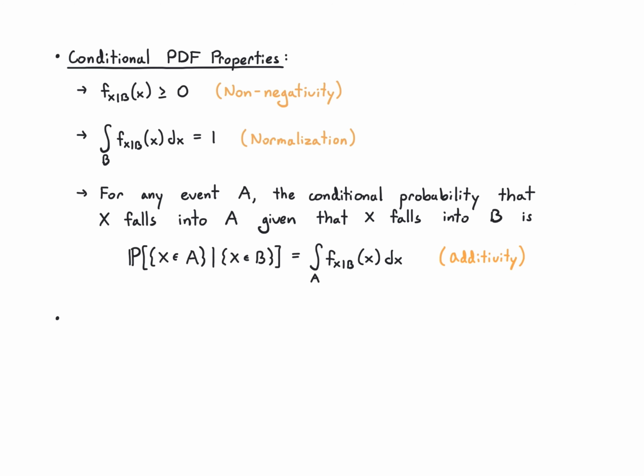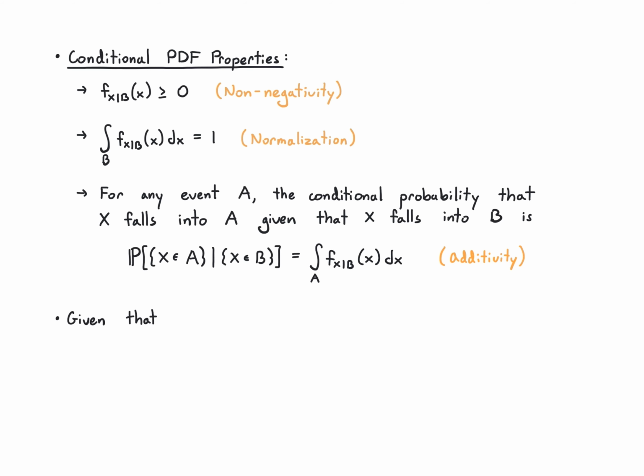Now, I could have done this directly by using the definition of conditional probability. I would have ended up with an integral over A intersect B in the numerator, and in the denominator, an integral over B. And you can just double check that that's the same thing this formula is giving you. But this is a nice, convenient thing to use sometimes.